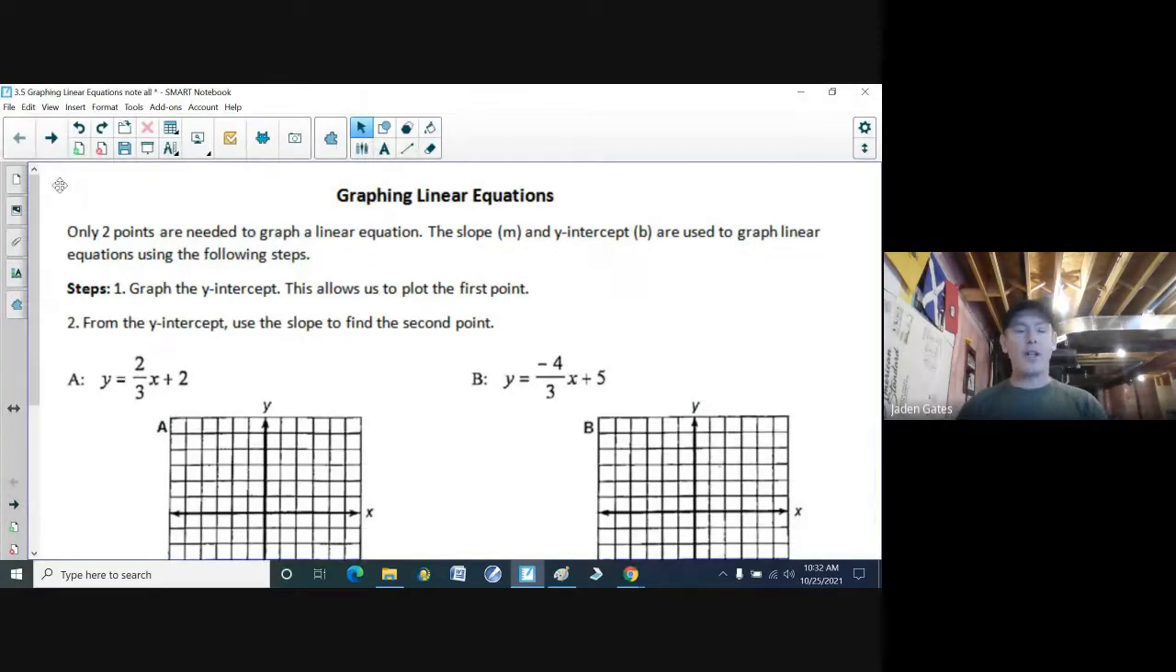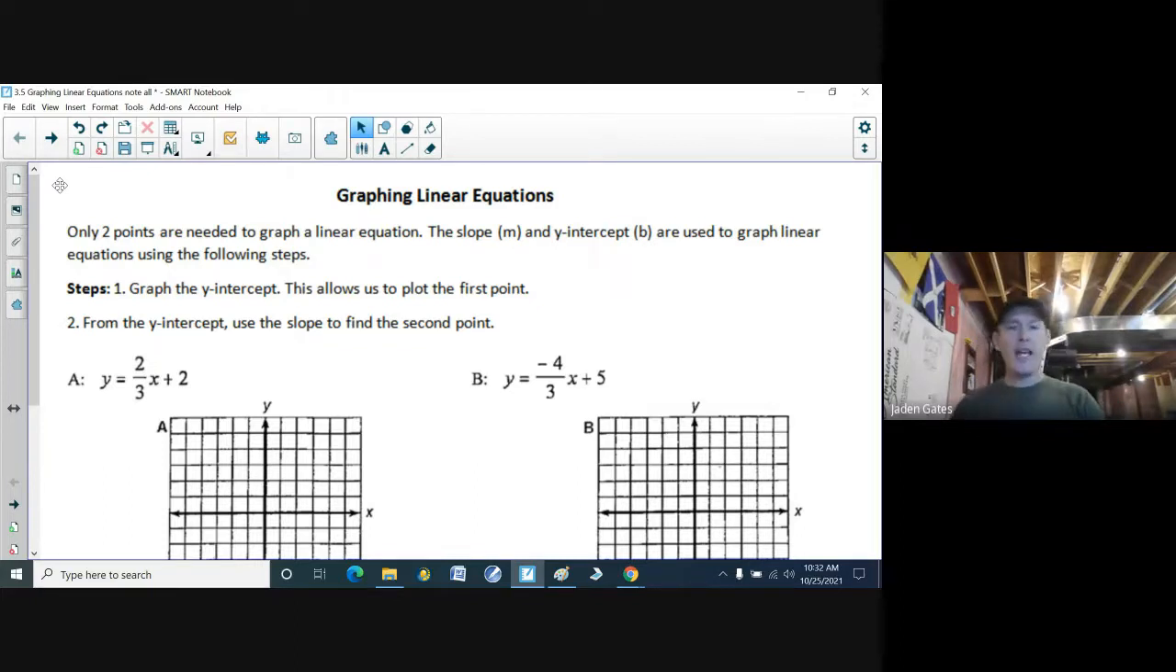All right, so in our last class, you were given the graph of a linear equation, which again is just a nice straight line on a graph. There's no curves in it. And so today what we're going to look at is graphing a linear equation.